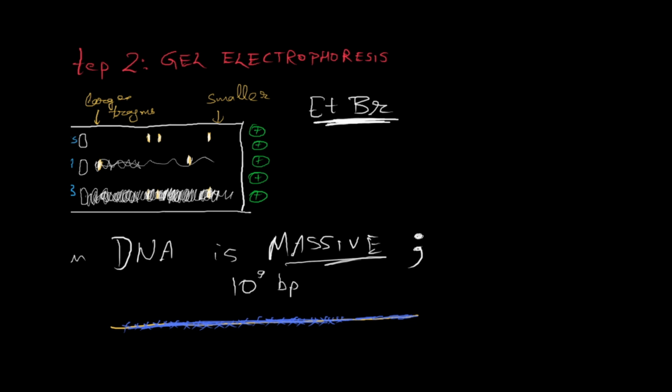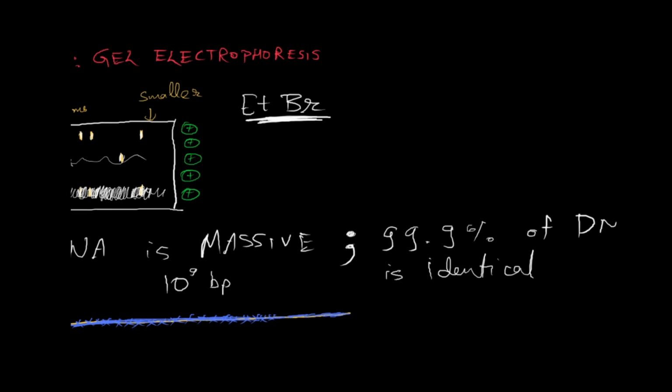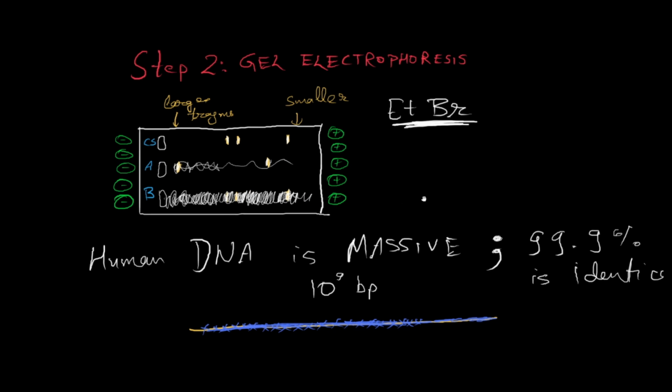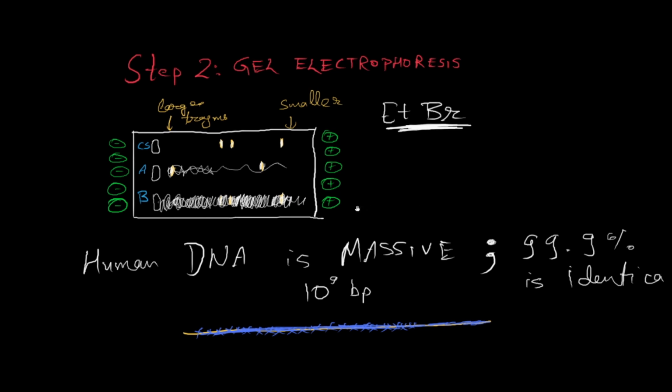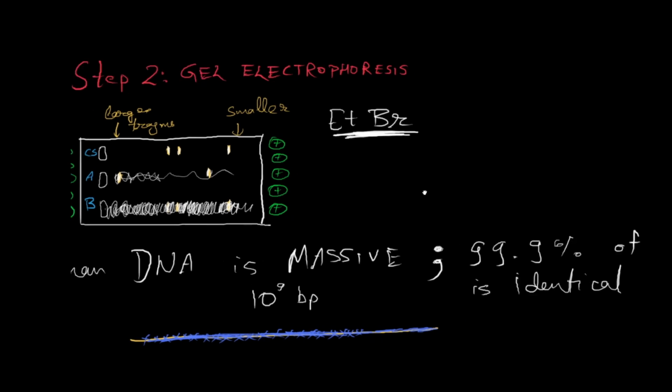Now if that wasn't bad enough, we have a problem that's working in cahoots with this problem, and that is that 99.9% of human DNA is identical. I haven't written the word DNA, so let me just write it. 99.9% of our DNA is identical. Now that's a problem, right? Because that means that not only are you going to get these smears, they're also going to be mostly identical. Any differences are not going to be visible to the human eye.